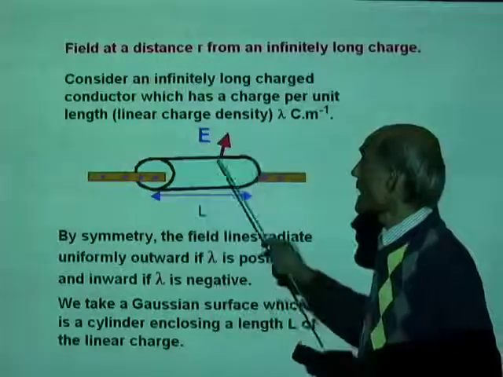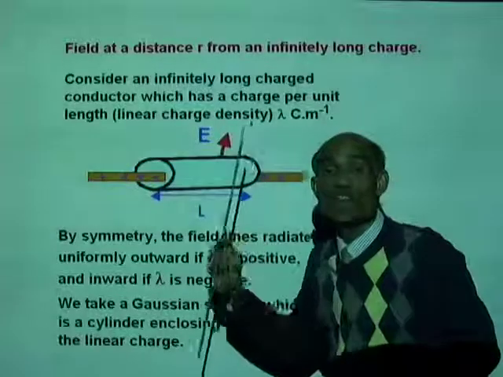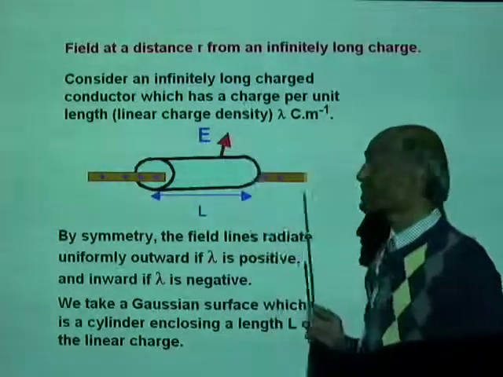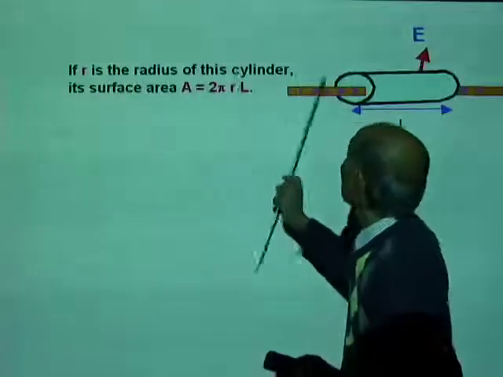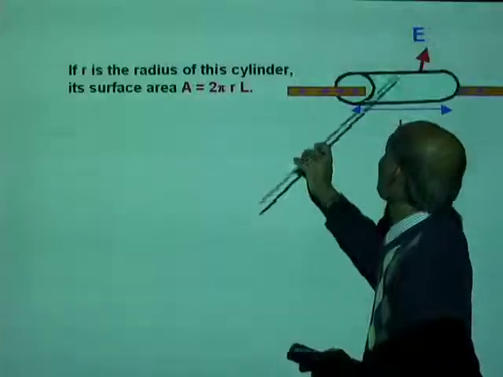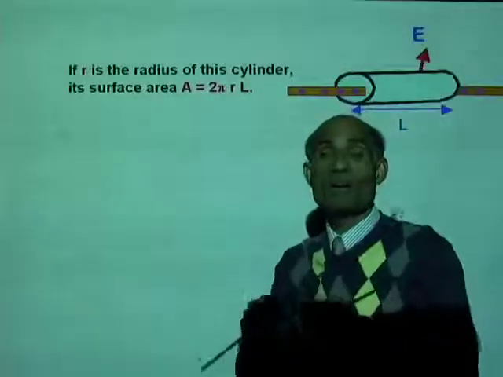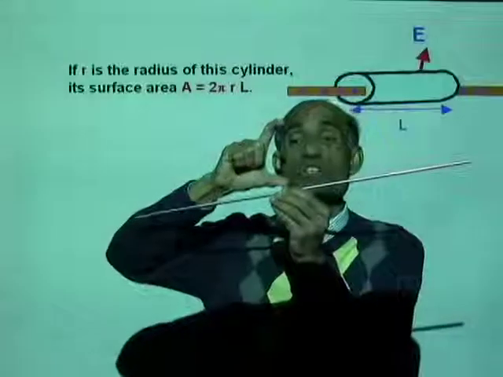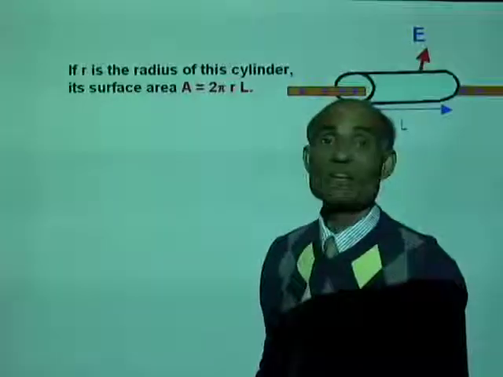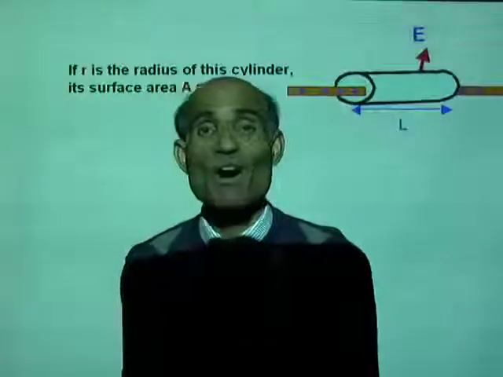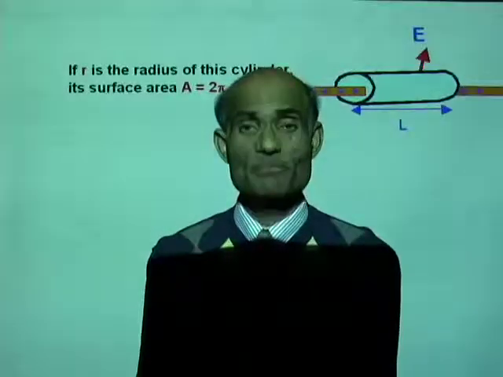And the point where we want to find the electric field is on the surface of the Gaussian surface. It's very important to know that. Now, if r is the radius of this cylinder, you see, the cylinder we constructed has a radius r, which means r is the distance of the point where you want to find the electric field. Then what is the surface area of this cylinder? Can you figure out the surface area of the cylinder?